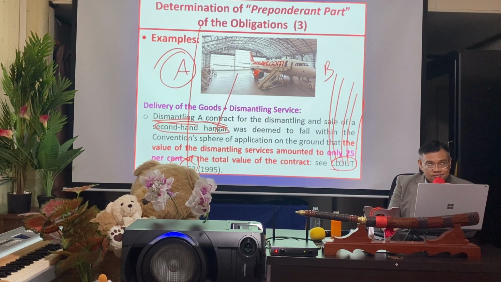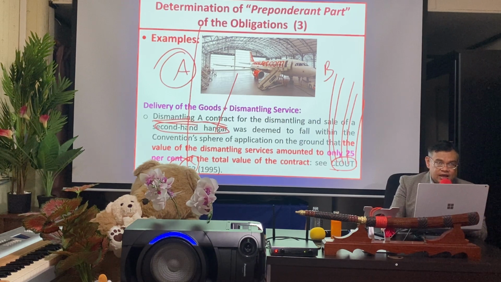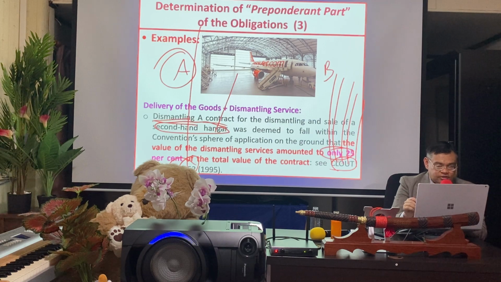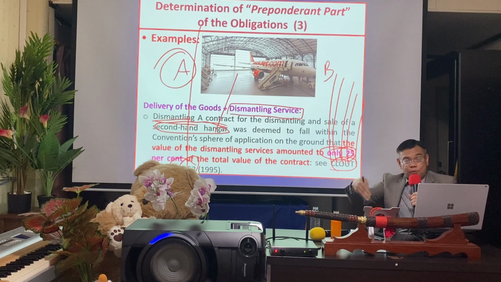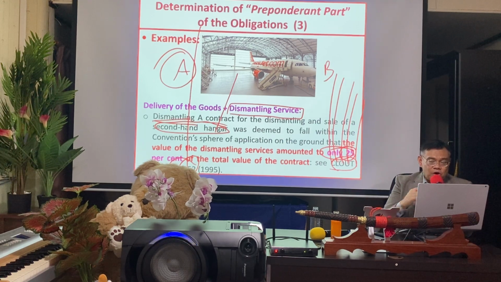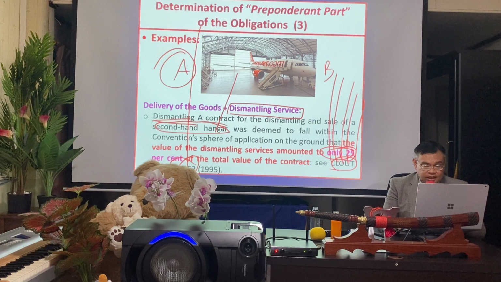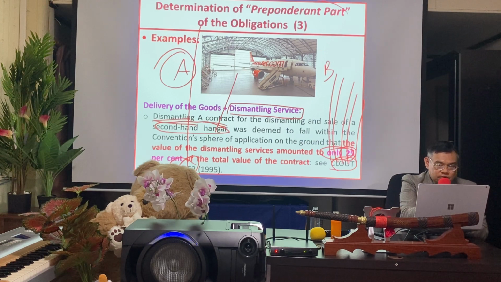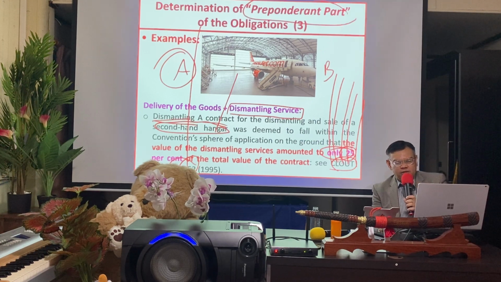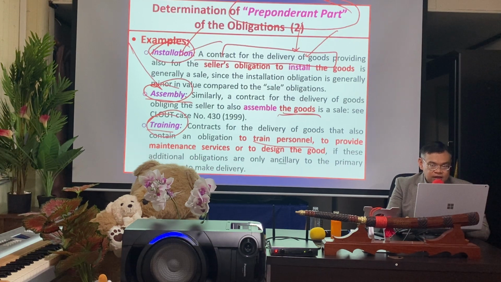And on the facts, when we look at the end-time price, we could see that the remuneration which represented the dismantling service accounted only for 25% of the total price. So the cost of dismantling service accounted for 25% of the total price. In this case, the part which dealt with the supply of service was not the preponderant part of the obligation, so the contract in question was still considered as a sale.